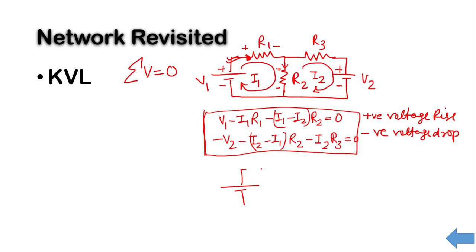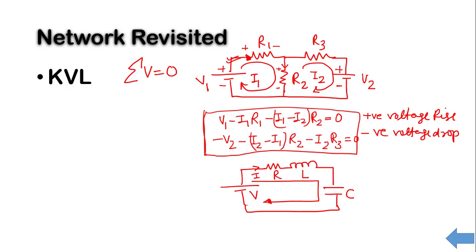Let's take another example which we will encounter very frequently in power electronics. Let's say I have a DC source with a resistance, an inductor and a capacitor. Assuming this battery source voltage V, resistor R, inductor L, capacitor C, I would write the KVL equation simply. Let us assume current is I and I am applying KVL in this direction. So all voltages will be dropped here. So you can write V minus IR minus L di by dt.